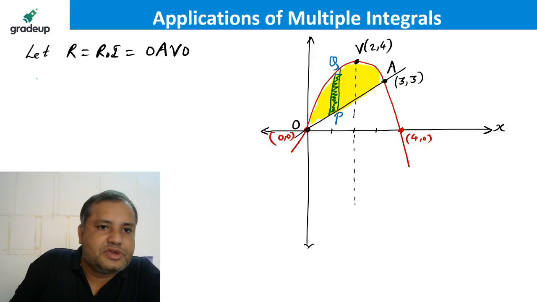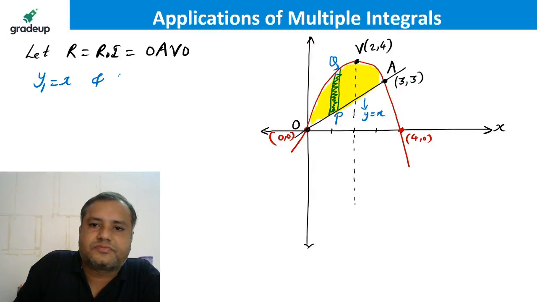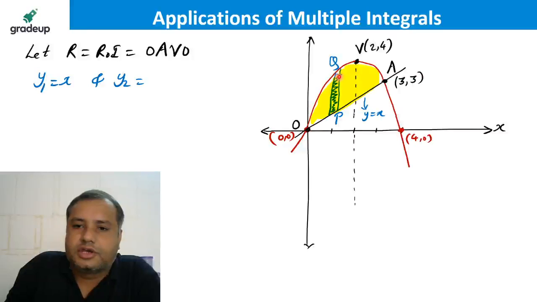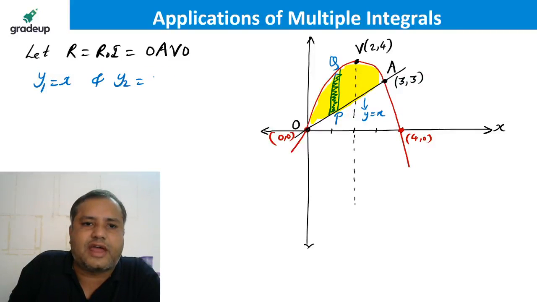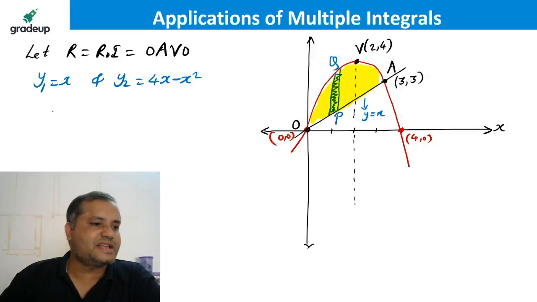Remember. So y1 is lying on this line. What is the equation of this line? y equal to x. So y1 will be x. Q point is lying on this parabola. From the equation of this parabola, what is the value of y? 4x minus x square. I need your responses.